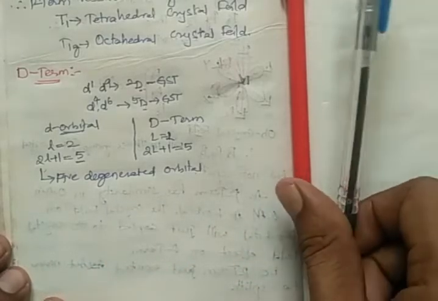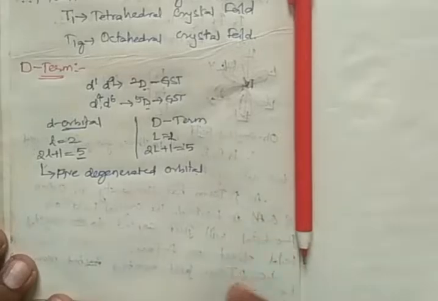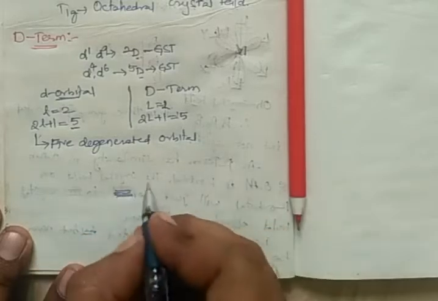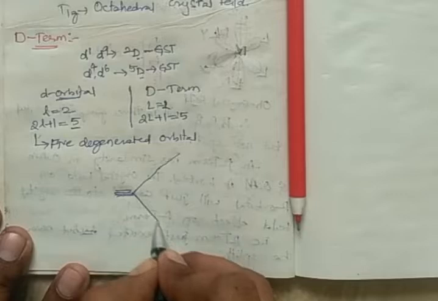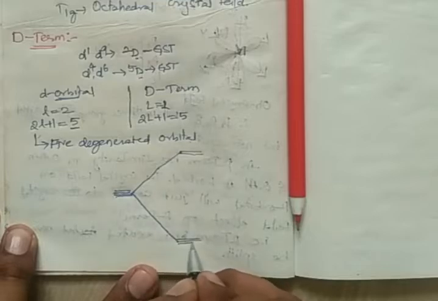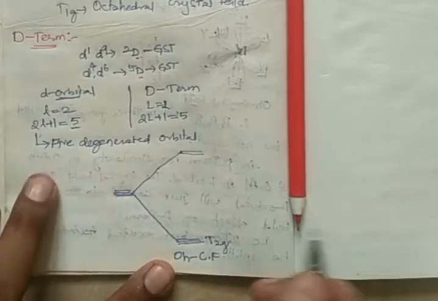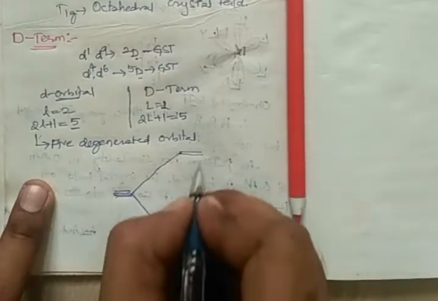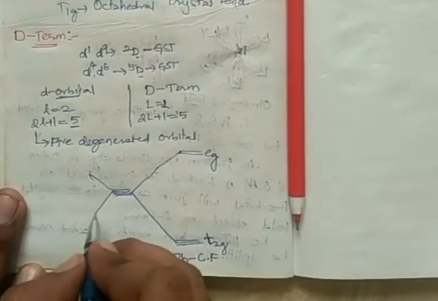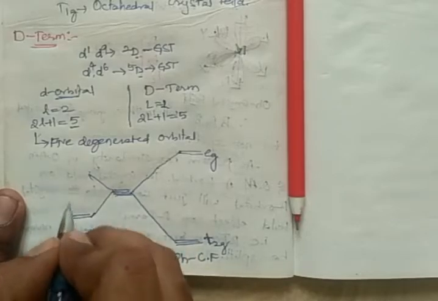How does it get split? We already explained how it splits into different energies. Looking at the splitting pattern, the five degenerate d orbitals split into two energy levels. In an octahedral crystal field, it has T2g as the lower energy state, triply degenerate, and a doubly degenerate state in higher energy. When it comes to tetrahedral, the triply degenerate state is in higher energy and the doubly degenerate state is in lower energy.